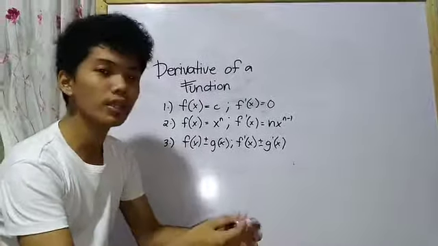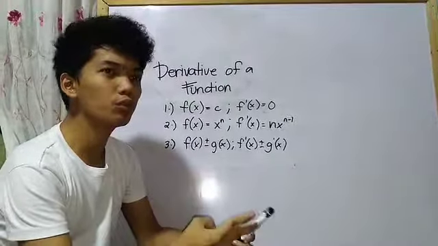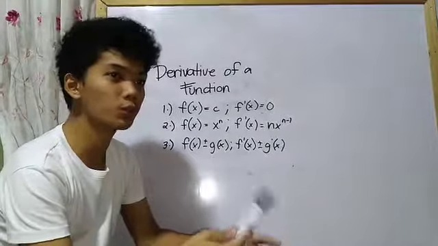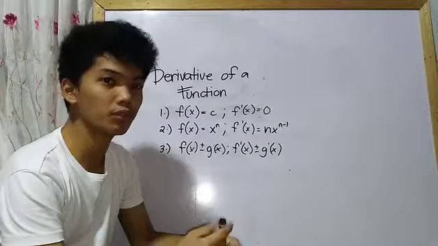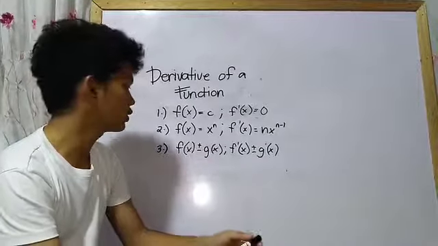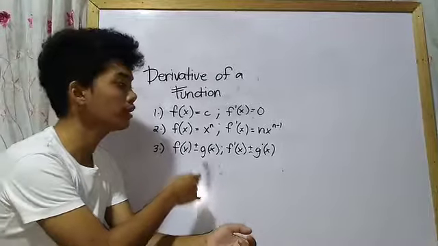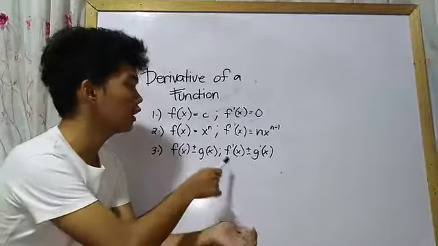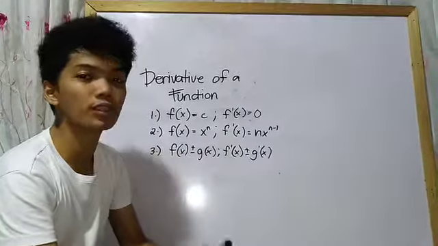Okay, so the third one is the sum rule. So let's say you have two functions that you want to add or subtract to each other, and you want to get the derivative of those two functions. So we can write that formula as f of x plus or minus g of x. So we can get the derivative of that as f prime of x plus or minus g prime of x.